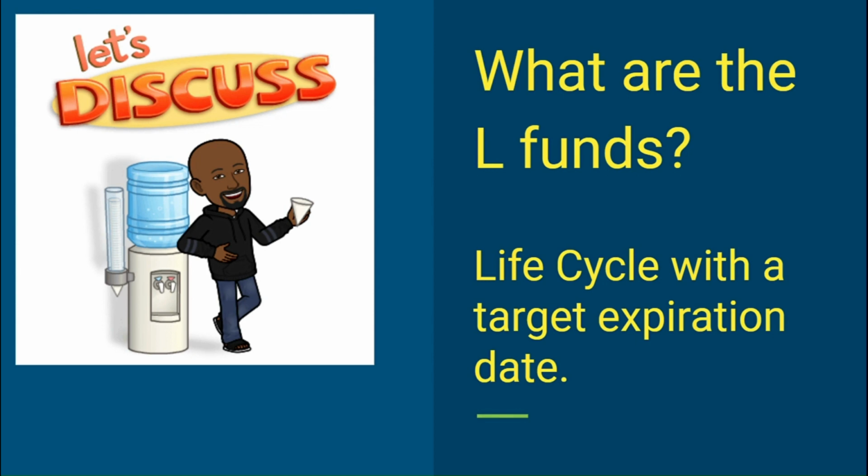So if you pick the 2030 expiration date, around 2028 or maybe 2027, the life cycle fund will automatically take your money out of high risk and put it into low risk to make sure your capital is not exposed to any drawdown, or to make sure your money stays safe. So that's what the L fund can do for you.